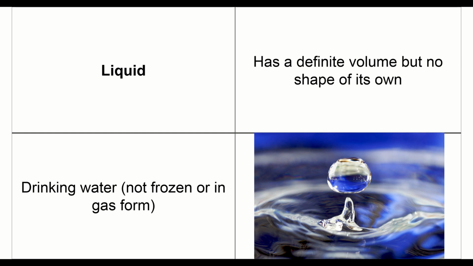A liquid, on the other hand, is a little bit different. It has a definite volume, but no shape of its own. All right, so it'll take on the shape of its container, but it keeps that volume, but there's no real shape that it has. If you have 100 milliliters of water, it stays 100 milliliters, whether it's in a puddle or in a glass. It's still 100 milliliters of it, it just has a different shape. So drinking water, and we're talking not frozen or in gas form, right? So drinking water could be our liquid.